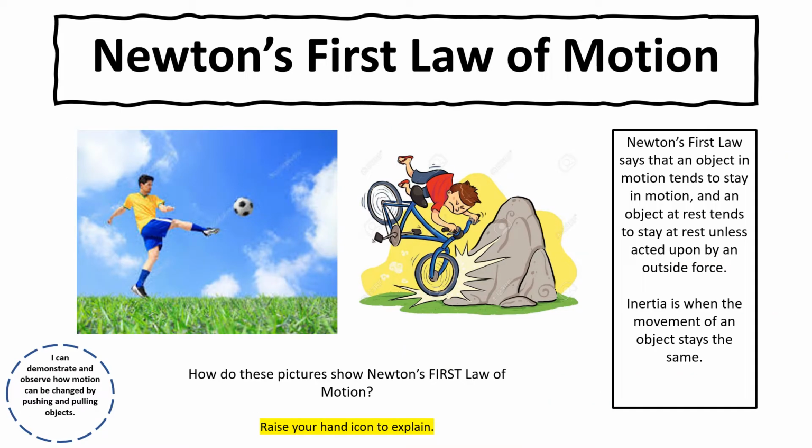Newton's first law of motion. Newton's first law says that an object in motion tends to stay in motion, and an object at rest tends to stay at rest unless acted upon by an outside force. Inertia is when the movement of an object stays the same. So let's look at these two pictures. How do these pictures show Newton's first law of motion? I want you to think about that.